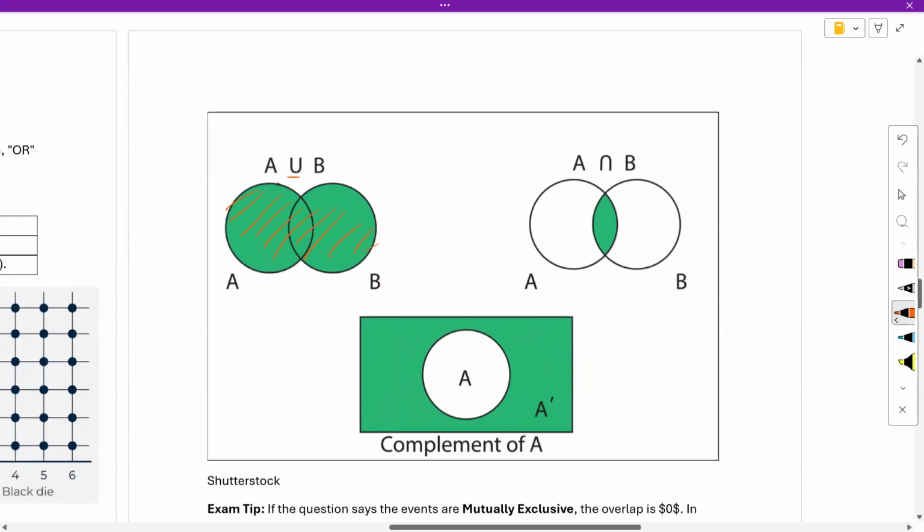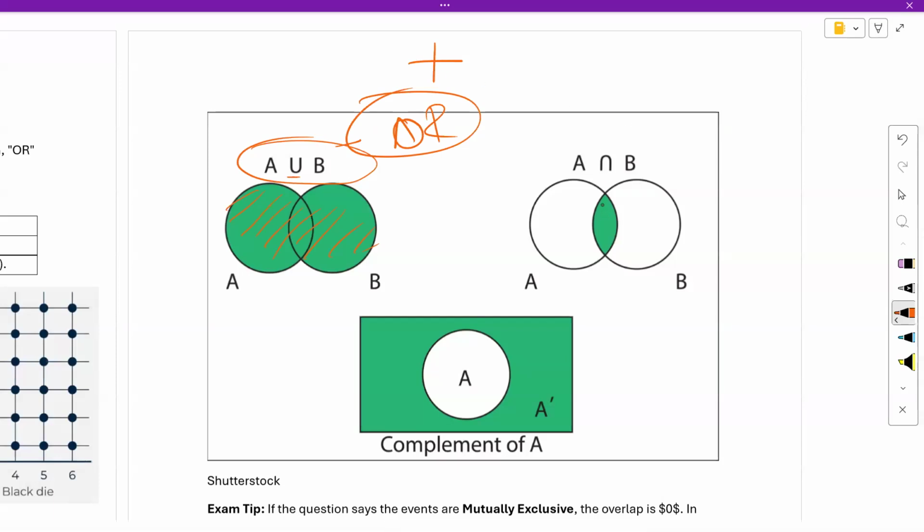This is union. And for the union, normally we use OR logic, that is plus. And A intersection B, this area, it's a common area, right? It is called A intersection B. So this is for the AND operation. For the AND operation, normally what we do is multiplication.